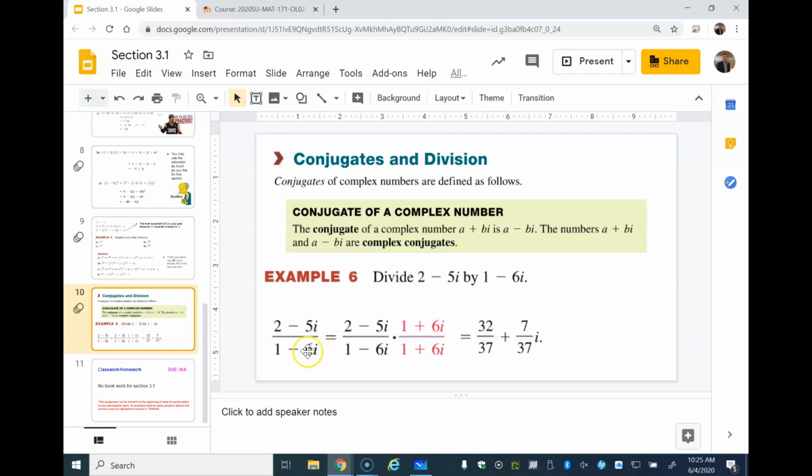If you want to practice, try doing this problem here. Put it in your calculator, 2 minus 5i over 1 minus 6i, and just hit enter. No parentheses. You notice you will not get this answer. If you do use parentheses for the numerator and then put parentheses around the denominator, then you get this exact answer. Now, it might give you a decimal.